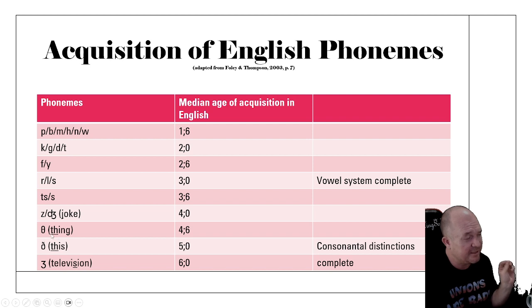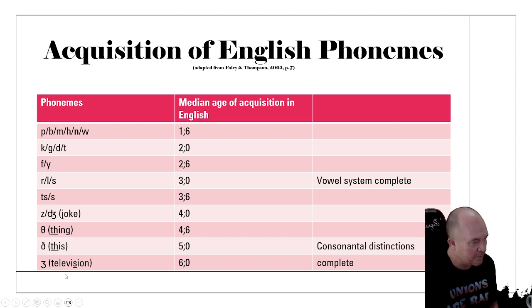The soft th, like in thing, gets acquired, and then around 5 years of age, the harder th, like in the or this, gets acquired. And so that's interesting for people learning English. This is one of the more difficult phonemes for non-English speakers to master, because most language systems don't have this. That's something that's really distinctive in English.